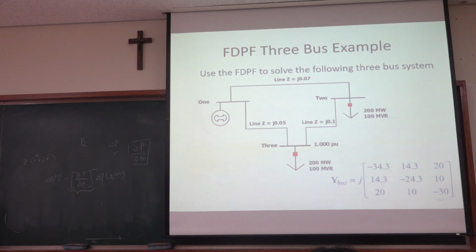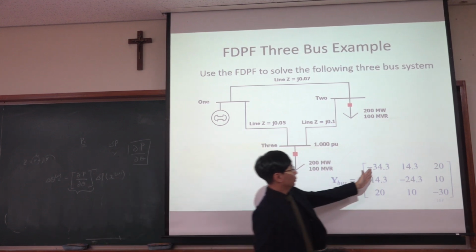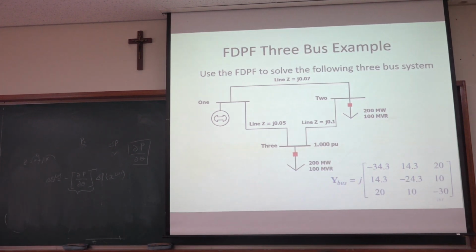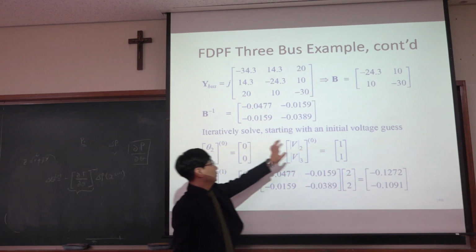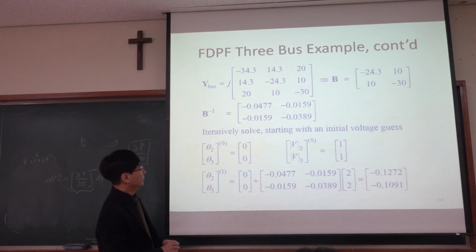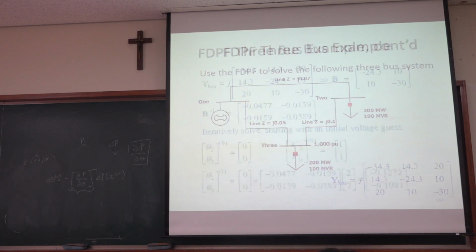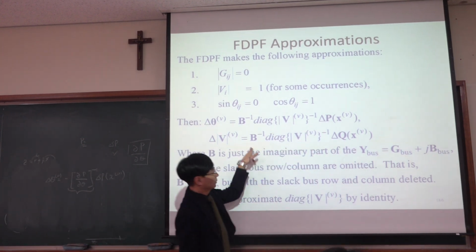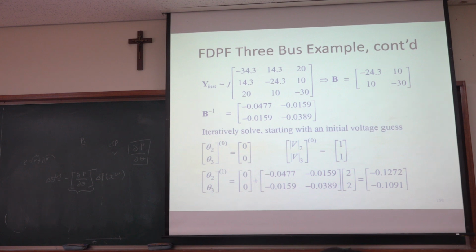So we have the Y-bus matrix. And then from here, our B matrix is just this part, the imaginary part of that. And we need to remove the slack bus column and row. So this is our B matrix. So B inverse is that. And just do the iteration, theta and V. When you do that, you compute this one. The voltage is updated. So, yeah, do the iteration.